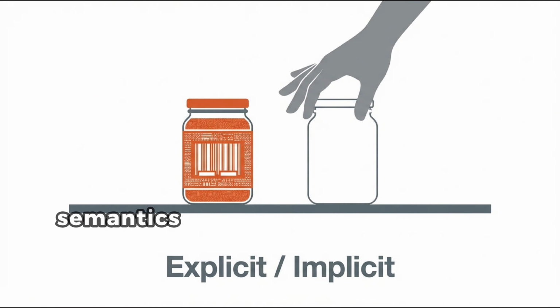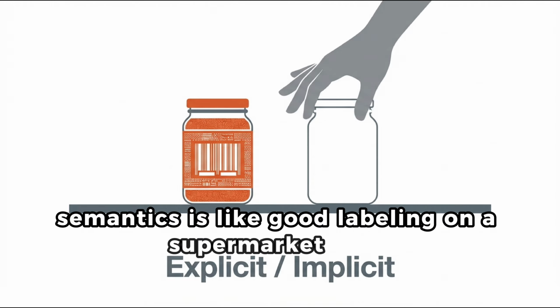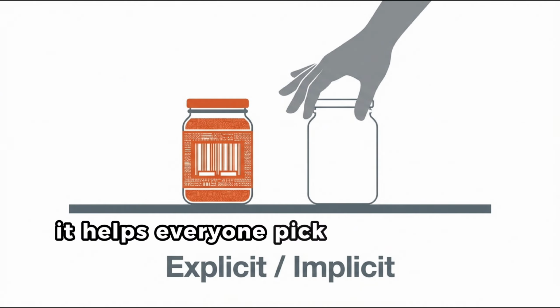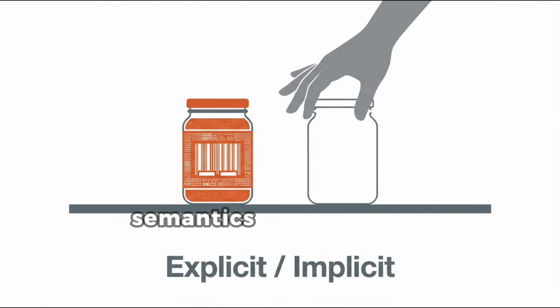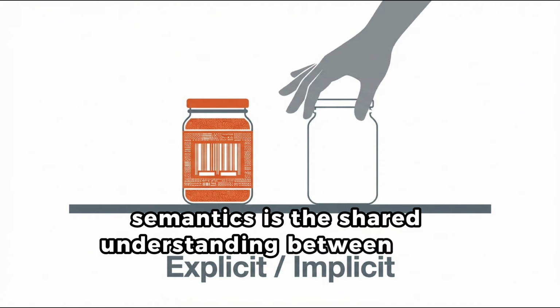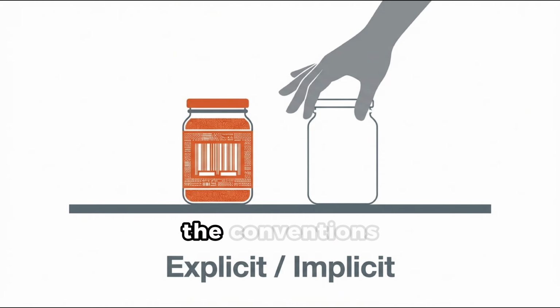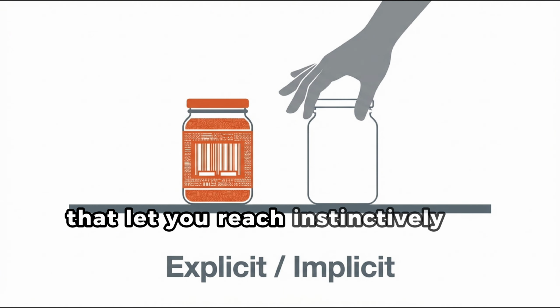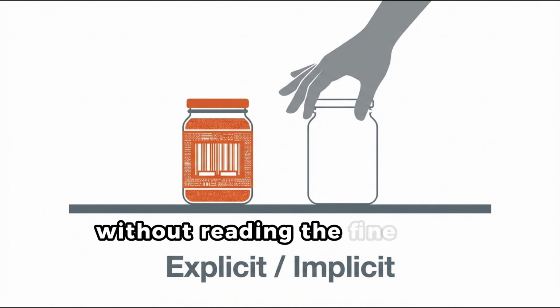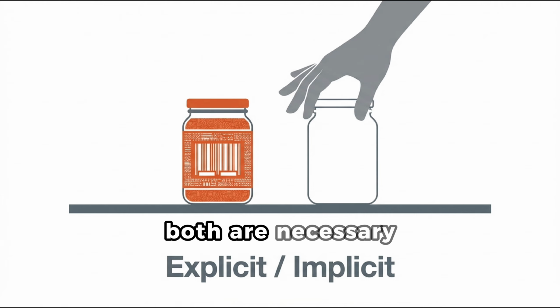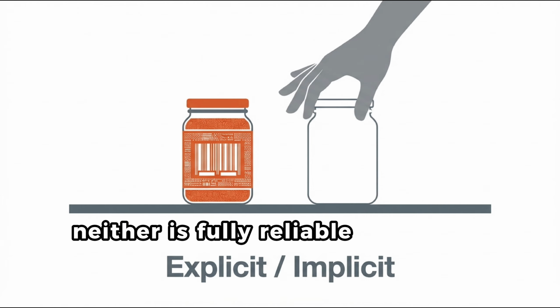Good explicit semantics is like good labeling on a supermarket shelf. It helps everyone pick the right item. Good implicit semantics is the shared understanding between shelf stockers and shoppers, the conventions that let you reach instinctively for flour without reading the fine print. Both are necessary. Neither is fully reliable on its own.